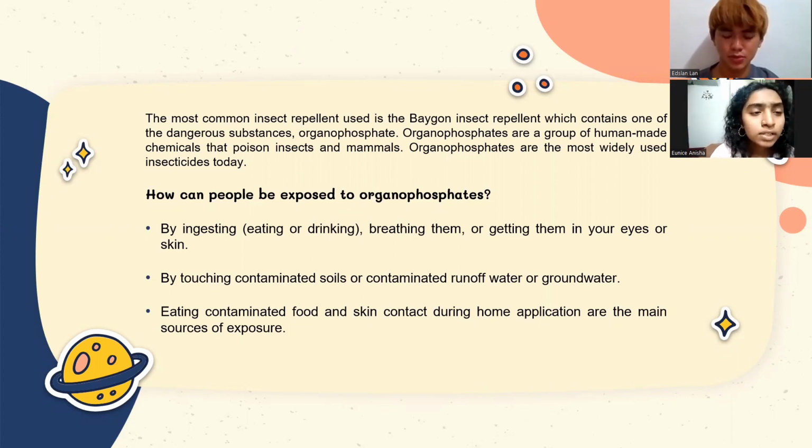How can we be exposed to organophosphate? There are a few ways. The first one is by ingesting them, breathing them, or getting them in your eyes or skin. Another way is by touching contaminated soils or runoff water or groundwater, as well as eating contaminated food. Skin contact during home application is the main source of exposure.